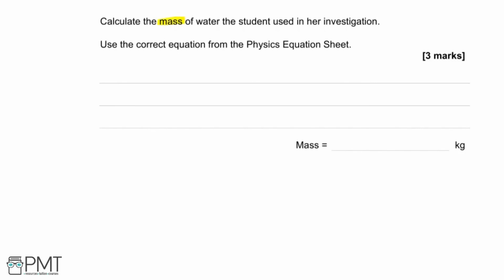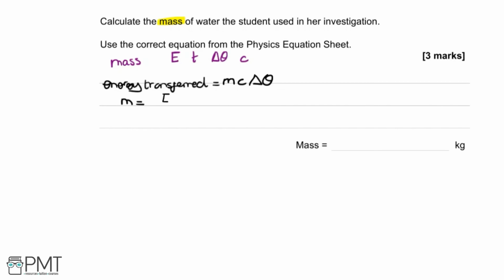Calculate the mass of the water the student used in her investigation. Use the correct equation from the physics equation sheet. So we need to find an equation that involves mass, as well as information that we're given in the question. In the question we're given energy transferred, time, change in temperature and specific heat capacity. So if we look at the physics equation sheet, what equations use only these values? The equation we will find is energy transferred equals mass times specific heat capacity times change in temperature. We can rearrange that to get mass, which is energy transferred divided by specific heat capacity times change in temperature.